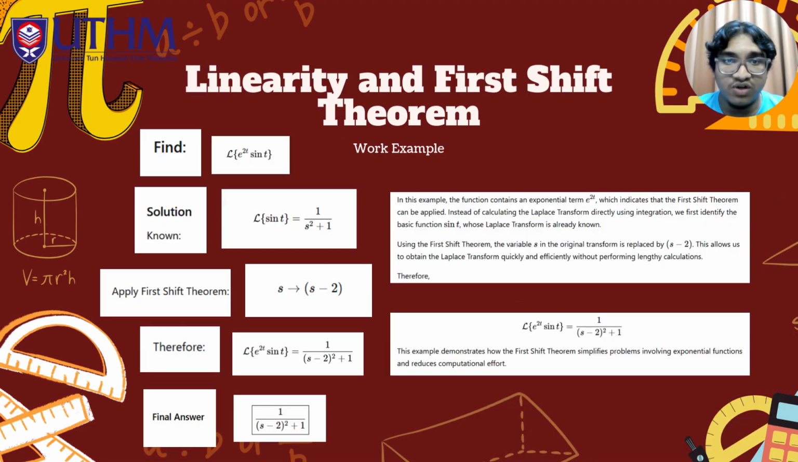So we move on. Now let's look at an example. Find the Laplace transform of e to the power of 2t multiplied by sine t. First, we identify the basic function, which is sine t. From the Laplace transform table, we know that the Laplace transform of sine t is 1 over s squared plus 1. Using the first shift theorem, we replace s with s minus 2. Therefore, the result becomes 1 over open bracket s minus 2 close bracket squared plus 1. This example shows how the first shift theorem allows us to obtain the solution quickly without carrying out complicated integration.